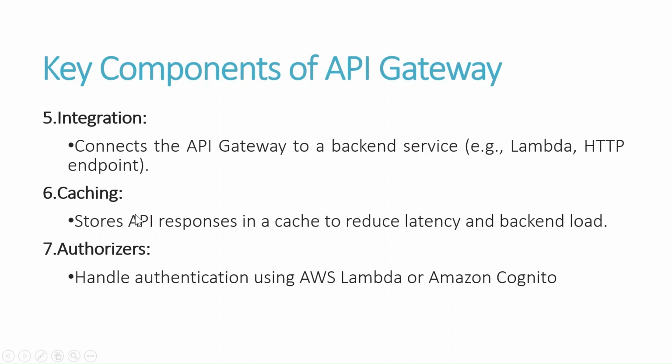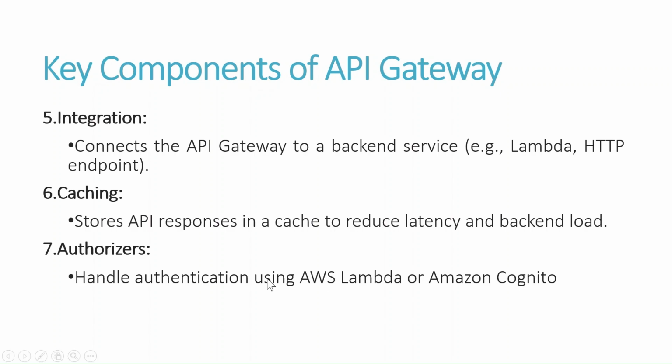Caching. So store API responses in a cache to reduce latency and backend load. So temporarily store the API response for repeated requests. Don't need to fetch fresh data from the backend every time. So this makes the API faster and reduces the load on your backend.